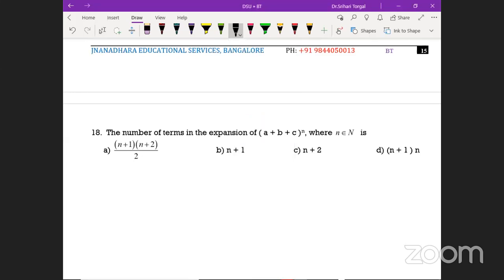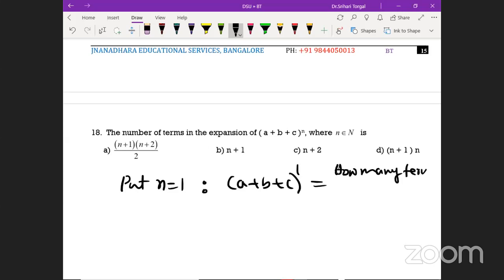The number of terms in the expansion, if you put n is equal to 1, what is the answer? A plus B plus C whole power 1. How many terms are there? 3, right? 3. If you put n is equal to 1, there is a chance of getting the answer in this one, and there is no chance in this one. If I put n is equal to 1, there is no 3.